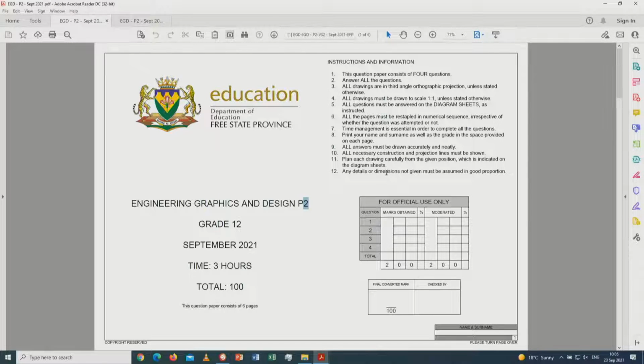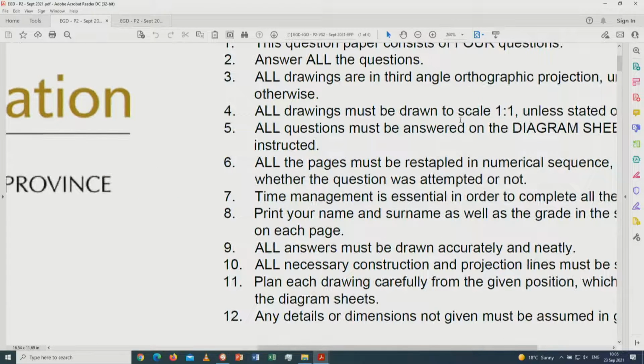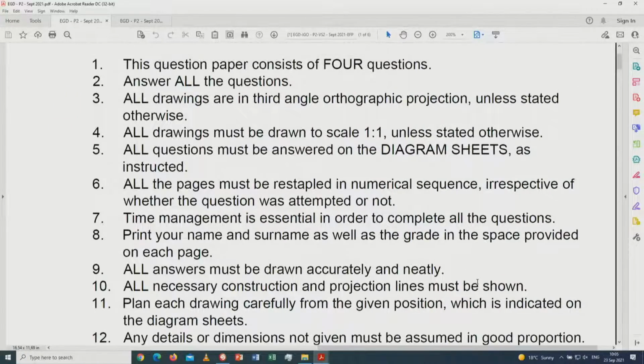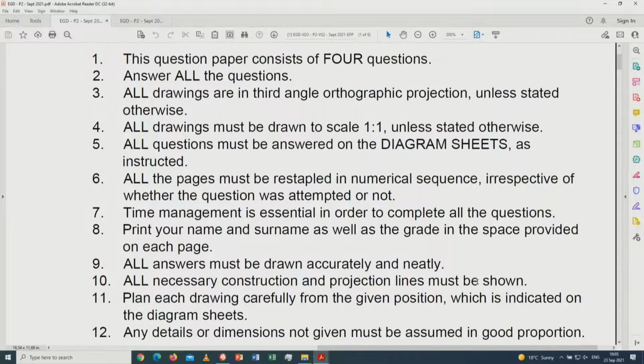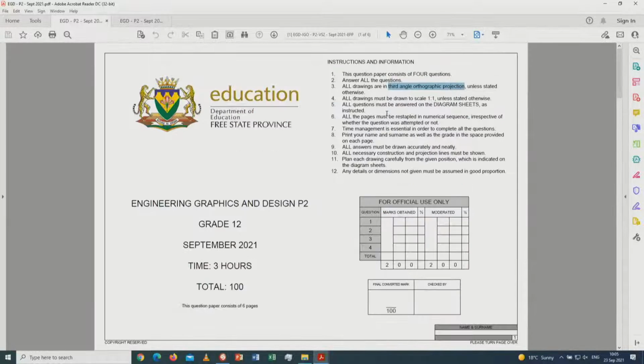This portion over here, and this is what I'm saying to you, learners can save a lot of time if they know the information that has been given in this portion over here. If the learner knows this information, then he will waste no time in terms of that. What is very important is, of course, it is third angle orthographic projection for paper 2. So that is important that you have to know.